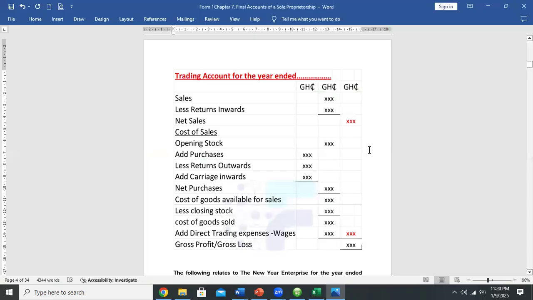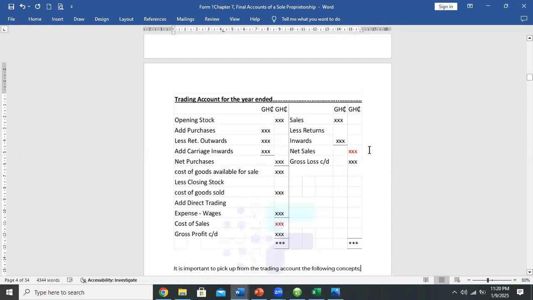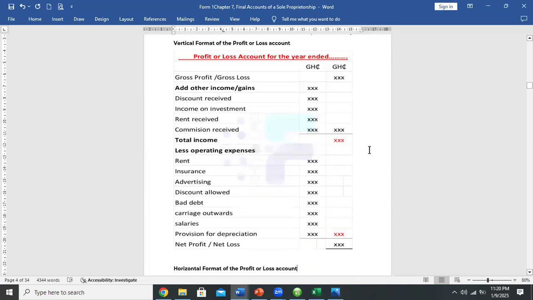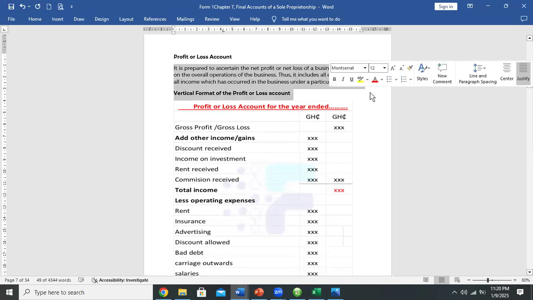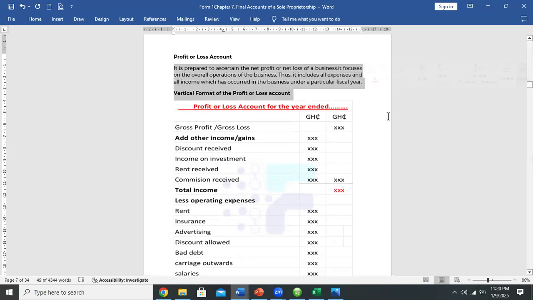So the second account we are looking at today is the profit and loss account. And I think one of you would read briefly this for us. Who is going to do the reading? Aseye, would you read for us? Profit and loss account.